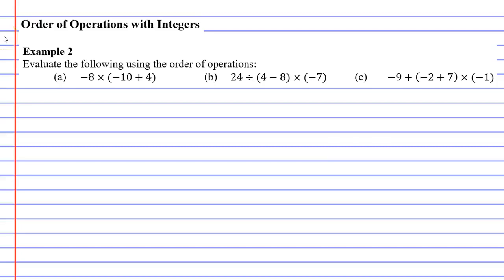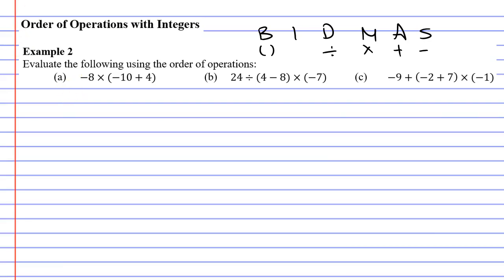In this video we're going to complete example 2 and we're going to evaluate the following using the order of operations. So just a reminder, when we do the order of operations it's good to write the acronym up the top, the acronym being BIDMAS, B for brackets, D for division, multiplication, addition, subtraction, and this is just to show us the order in which we perform operations.